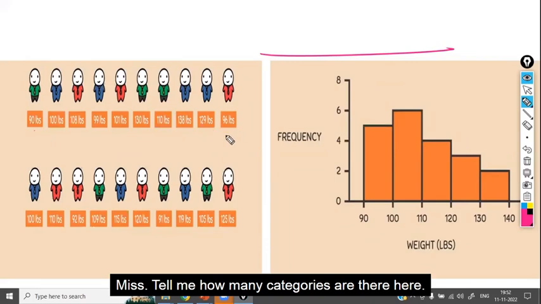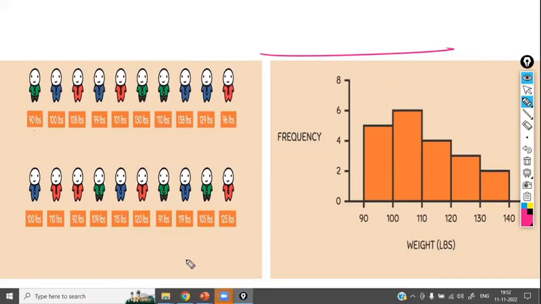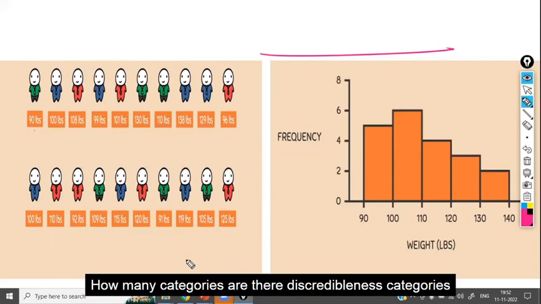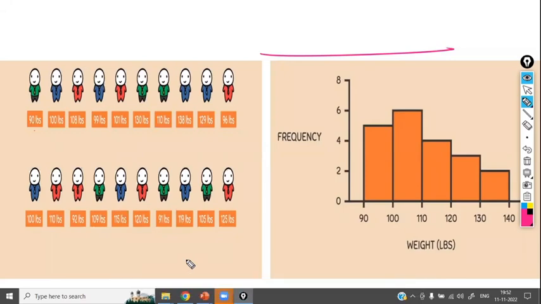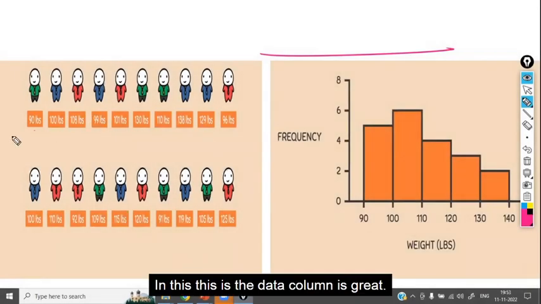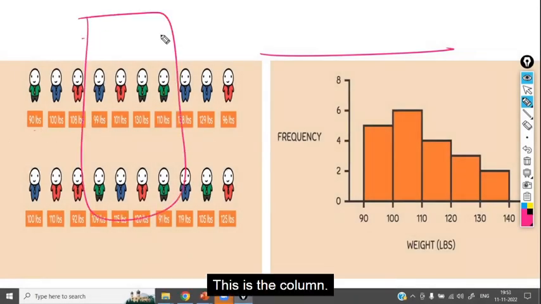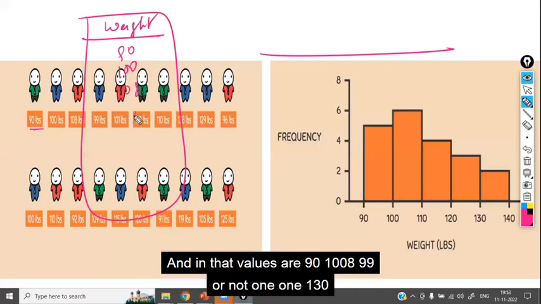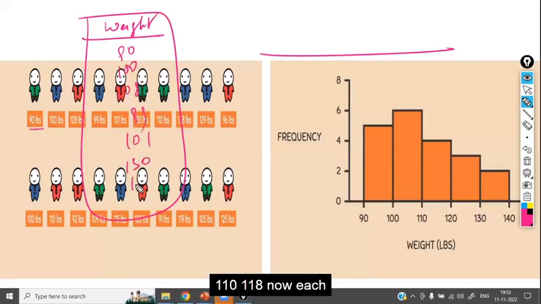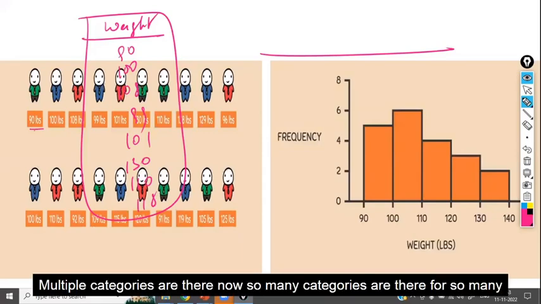Discrete variable means categories and their counts only, right? Tell me, how many categories are there here? What are the categories? This is the data. The column is weight, and the values are 90, 100, 108, 99, 101, 130, 110, 118. Now each of them is a category. Multiple categories are there, so many categories, so many bars.